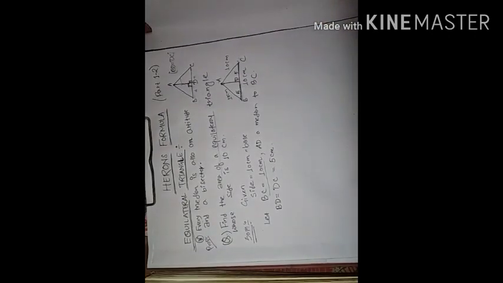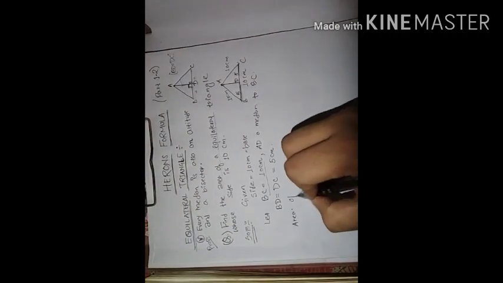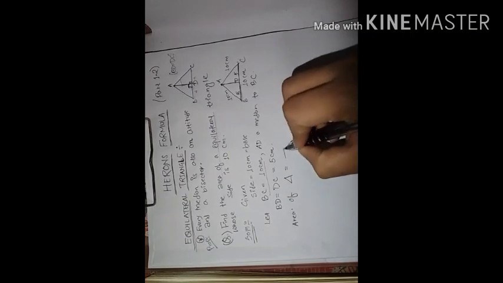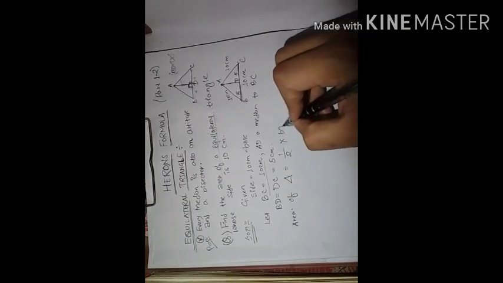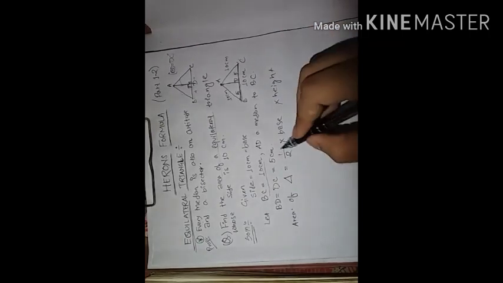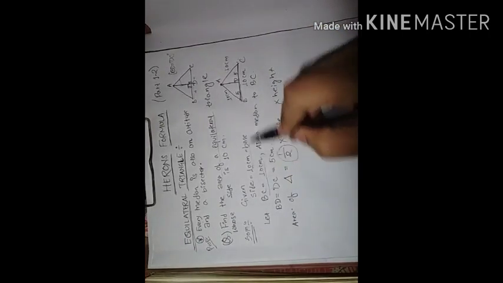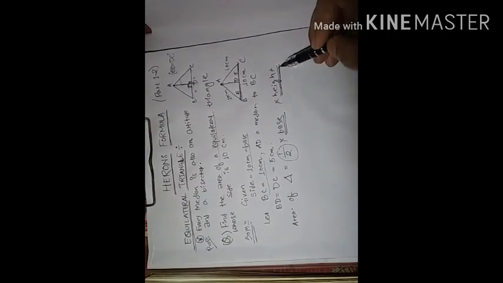Now the area of a triangle is given by half into base into height. Now see here, this is constant, no problem. Now the base we have taken, but we don't have the height.